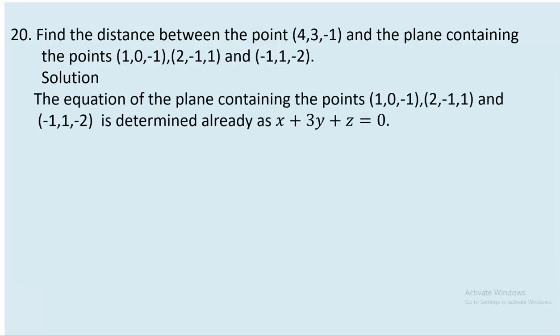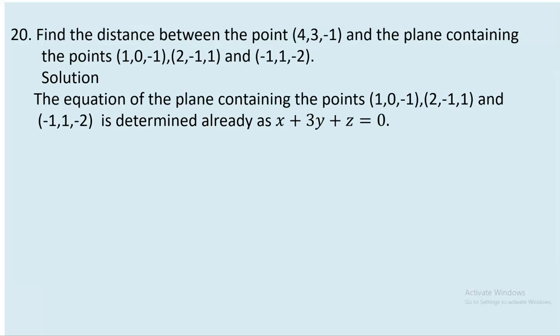The equation of the plane containing the points (1, 0, -1), (2, -1, 1), and (-1, 1, -2) is determined already, students, because we have calculated this one in our previous video. Please try to refer to that. And it is obtained as x + 3y + z = 0.